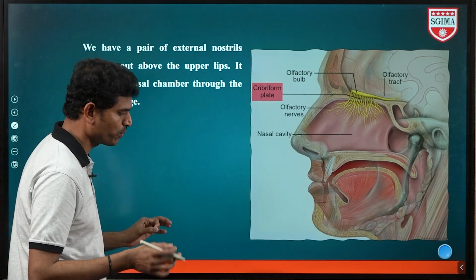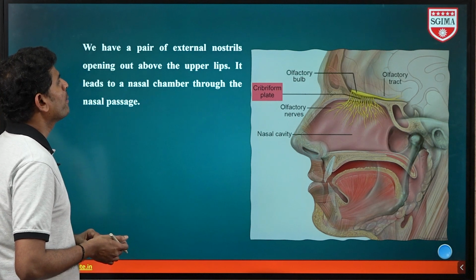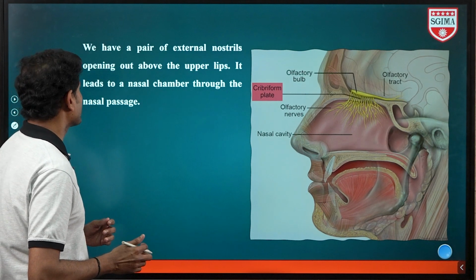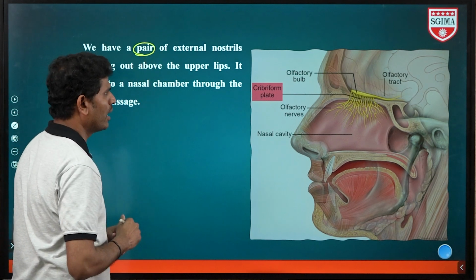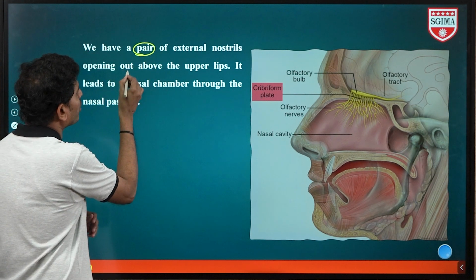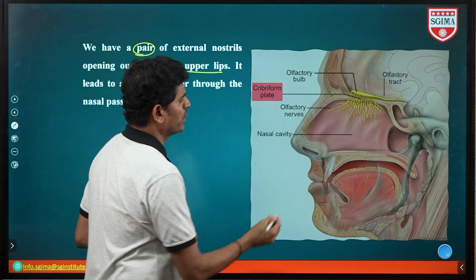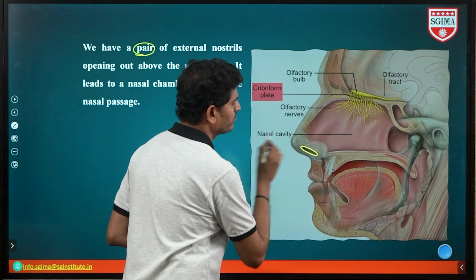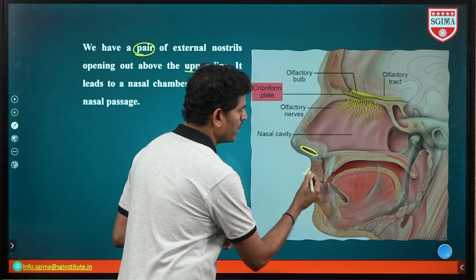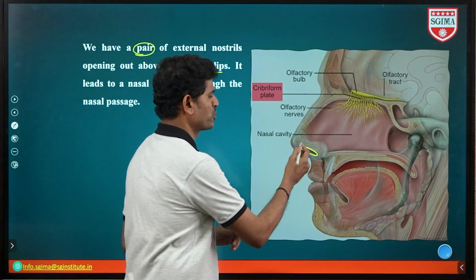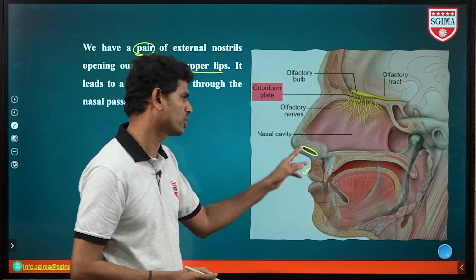Yes, this is also purely from NCERT. The points are, we have a pair of external nostrils. Here, one pair of external nostrils opens out above the upper lip. So this is the external nostril, and it is present above the upper lip. We can call these external nostrils also external nares.